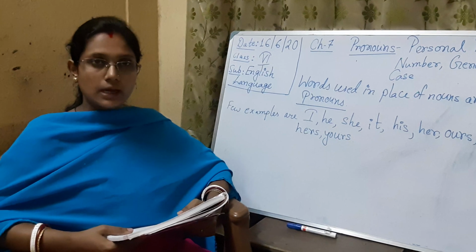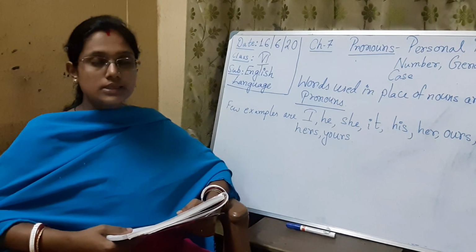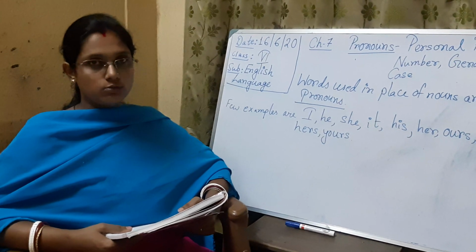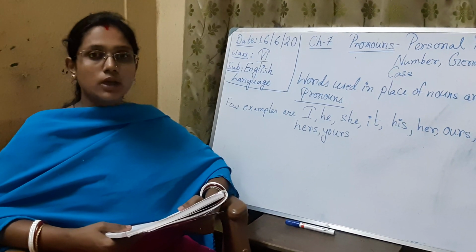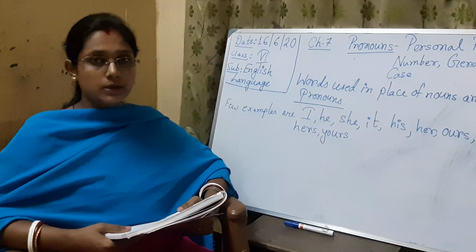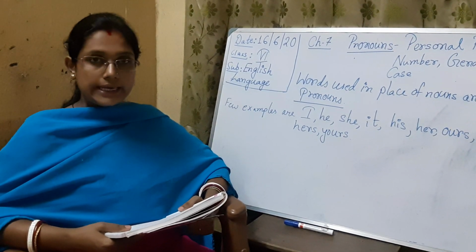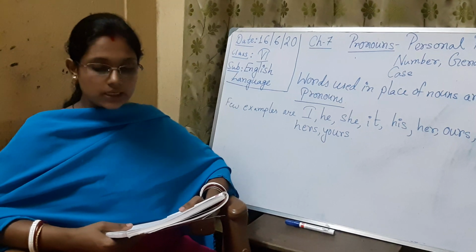Y-O-U. You is the second person. And who is the third person? The person that the speaker is talking about. So when the speaker is talking about any other person, that is called the third person. The third person is he, she, it, they.